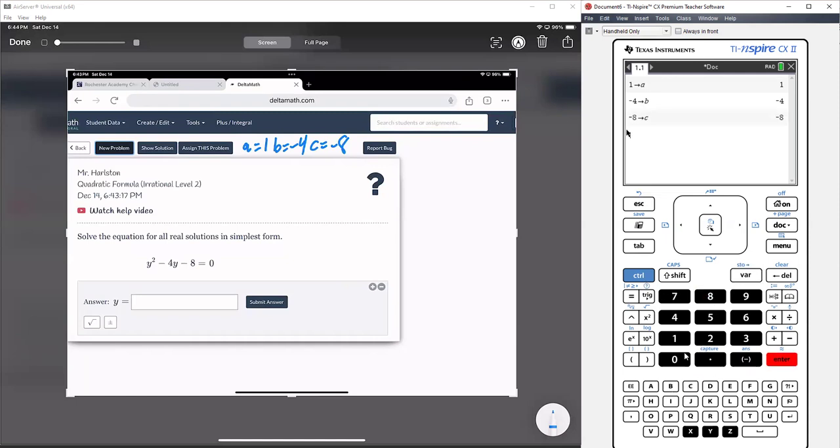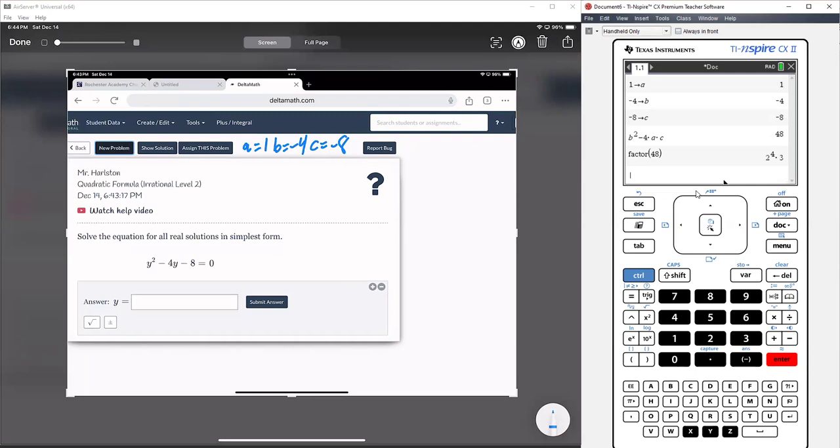Bam, got it. And then we're going to do B squared minus 4A times C, the discriminant, enter. So that's the square root of 48. So we're going to do the LeBron method, menu 23. We need the prime factors of 48. And we got 2 to the 4th times 3.